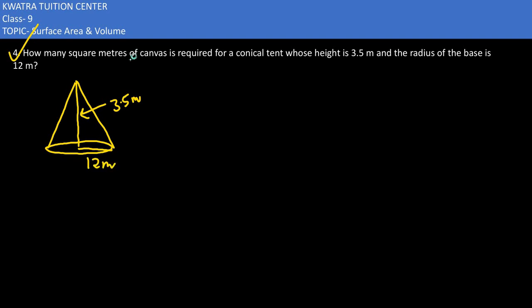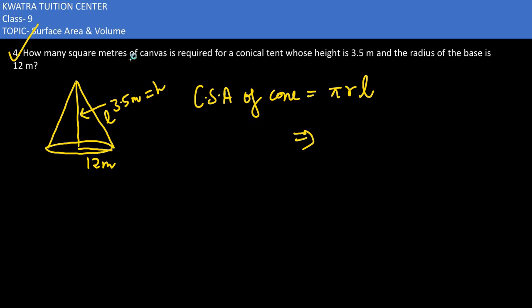Radius is there, height is there. Now we have to find the area of the canvas. और ऊपर का पार्ट ही कवर करना है इसका मतलब. You need the CSA of the cone. तो CSA of cone के लिए क्या क्या required होता है? Pi is required, R is required, L is required, but L in this situation is not there. Slant height तो हमें mention ही नहीं है. H हमें दिया हुआ है, R हमें दिया हुआ है, L we need to find.